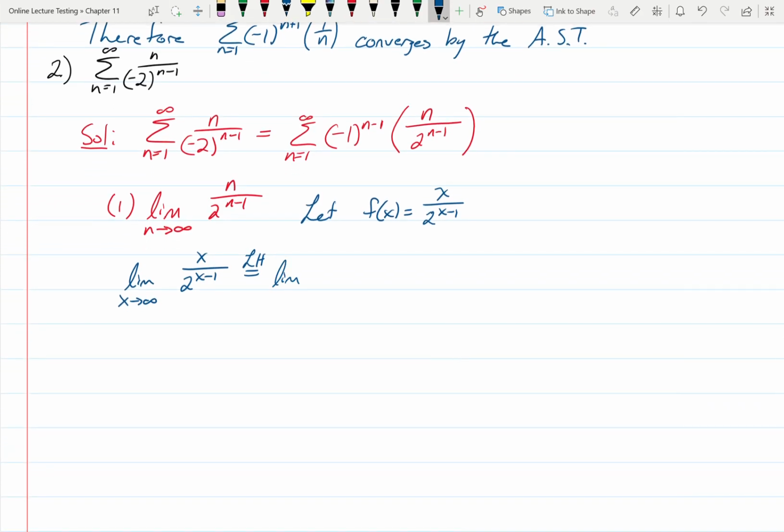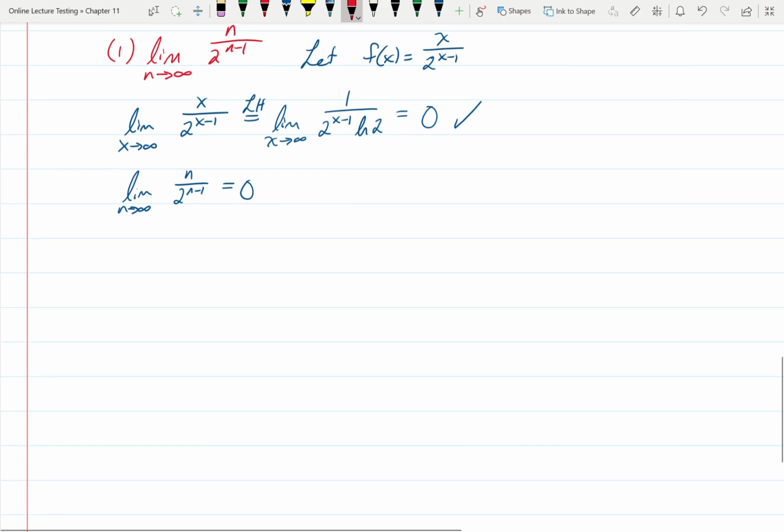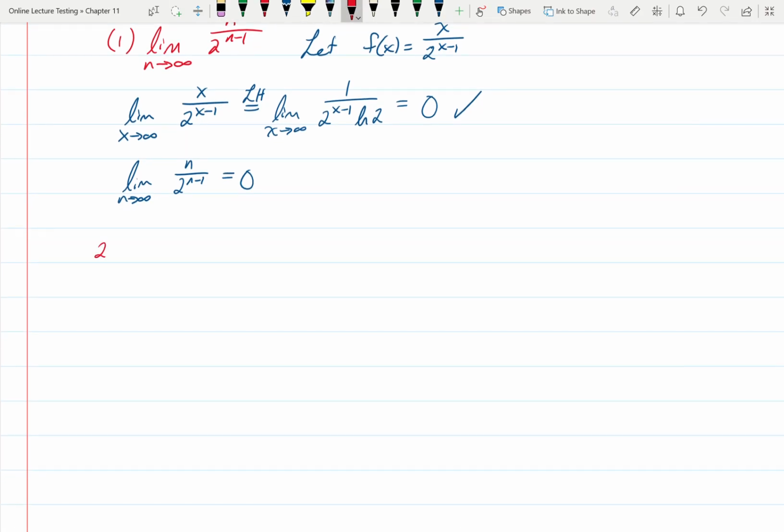And then I'm going to take the limit as x approaches infinity of 1 divided by 2 to the x minus 1, natural log of 2. Well, as x approaches infinity, the numerator stays 1, the denominator blows up to infinity, so therefore this is equal to 0. All right, so that means that the limit as n approaches infinity of n over 2 to the n minus 1 is also equal to 0. Okay? So, part 2.